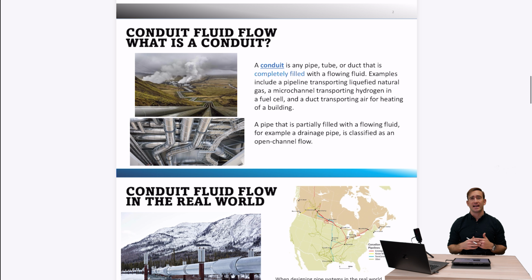So first off, what is a conduit? A conduit is basically just any duct, tube, pipe, or any network that's transporting a fluid from one place to another. That can include HVAC systems in a building, like air, or it can include geothermal pipes out in Iceland that move geothermal fluid from a power plant all the way to the local city.